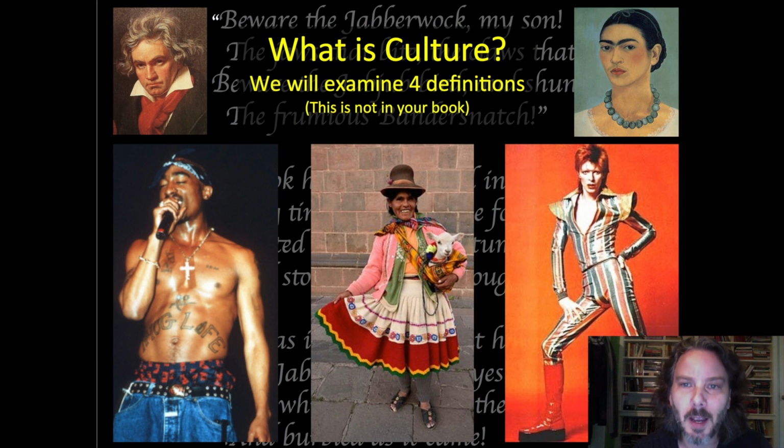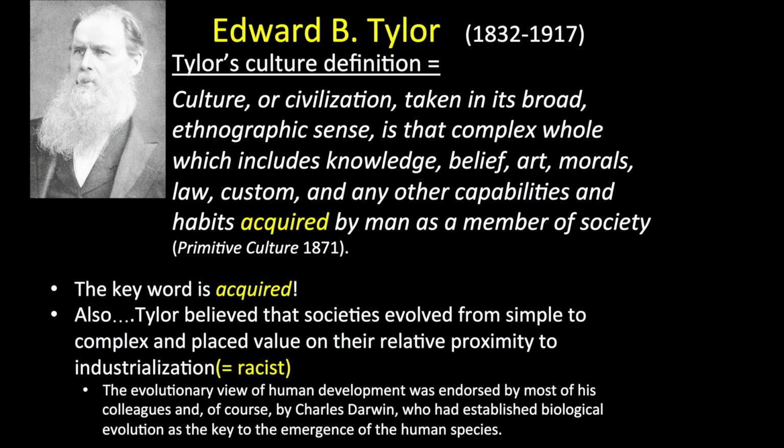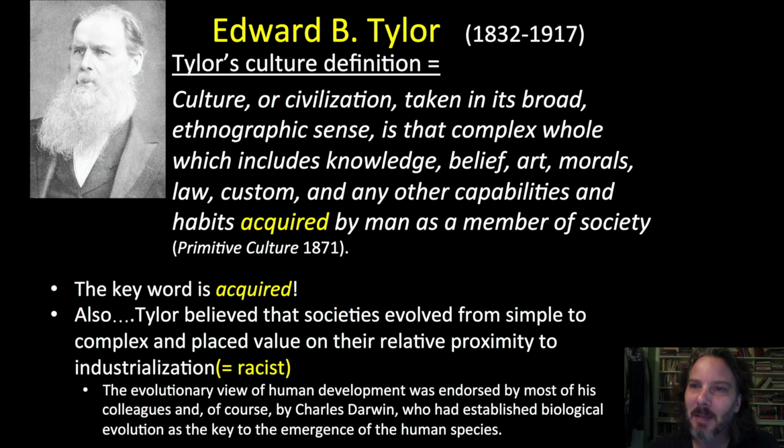For this class, to define culture, we are going to take a look at 4 prominent anthropologists and their work. Our first anthropologist is E.B. Tylor. His definition of culture was published in 1871. He wrote, "Culture, or civilization, taken in its broad ethnographic sense, is that complex whole which includes knowledge, belief, art, morals, law, custom, and any other capabilities and habits acquired by man as a member of society."